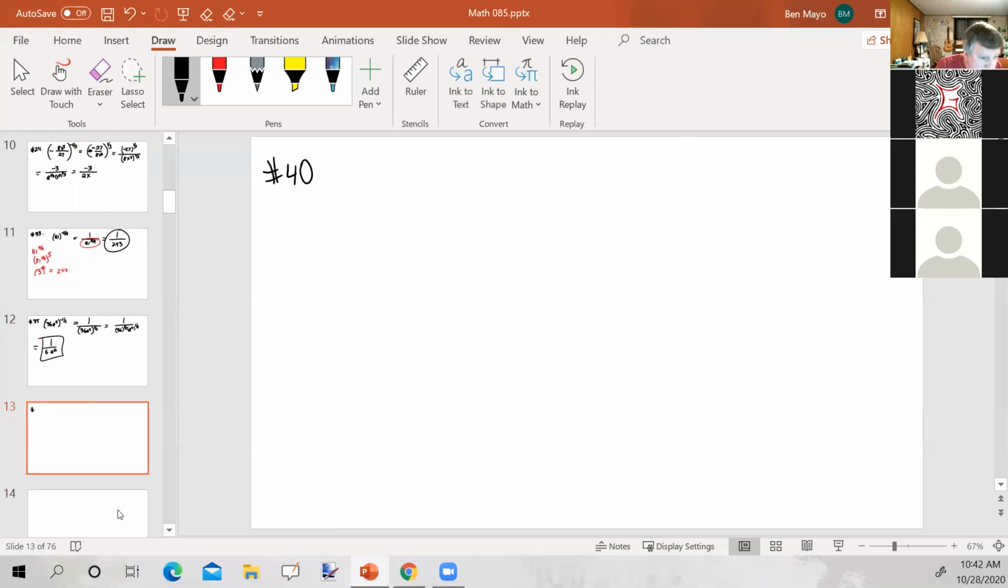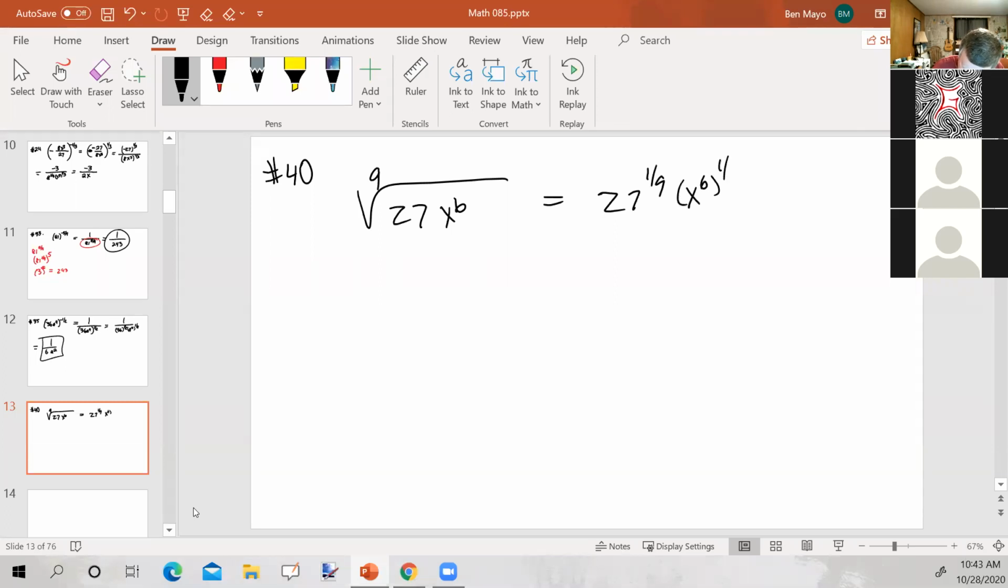This is number 40. It says, simplify the expression. The variable represents a positive real number. We've got the 9th root of 27, x to the 6th. Well, let's see. That's the same thing as 27 to the 1/9, x to the 6th to the 1/9. This one is a little bit tricky. I can take 27 and I can write that as 3 cubed. Okay, 27 is 3 cubed. So 27 to the 1/9 power becomes 3 cubed to the 1/9 power.